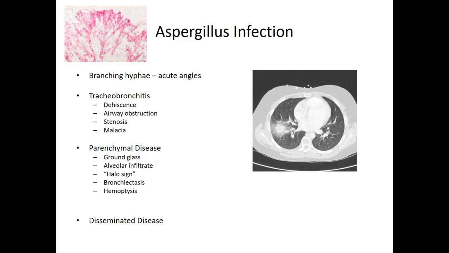Management includes antifungal therapy. In the setting of a tracheobronchitis or other airway complication, topical therapy may need to be used for direct delivery to the airway that has, again, limited blood supply. Occasionally, airway interventions such as dilations and stenting may be needed to address the complications of Aspergillus infection of the airway.